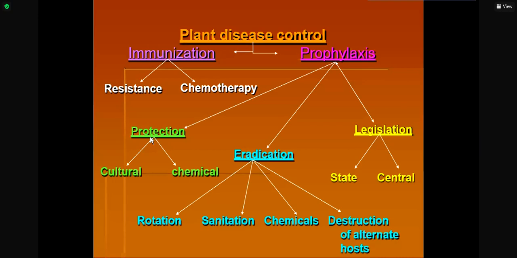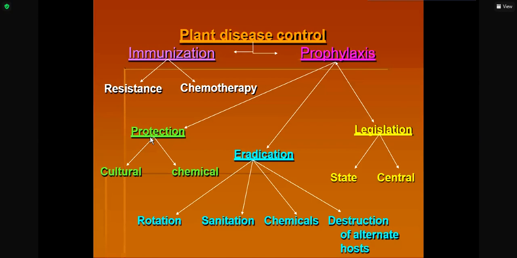Then what do we have to do? We have to clean the field after harvesting. We call it sanitation. And of course, we can apply chemical pesticides to kill the pathogen. And we have to destroy the host, the alternate host and collateral host. You know the alternate host and collateral host.